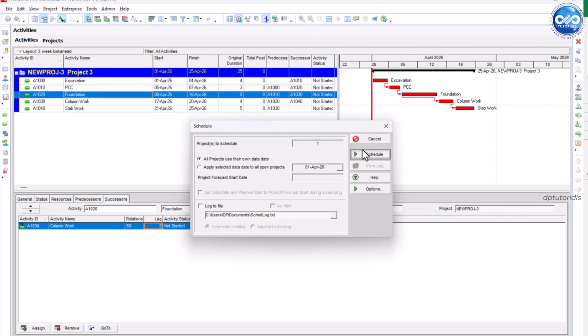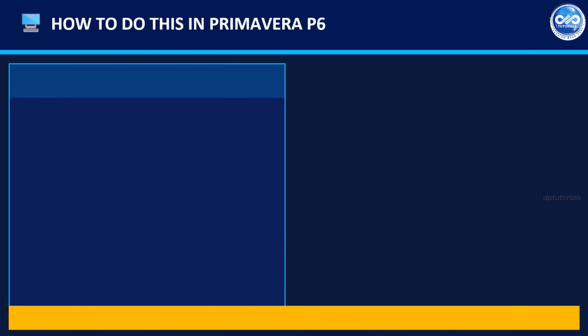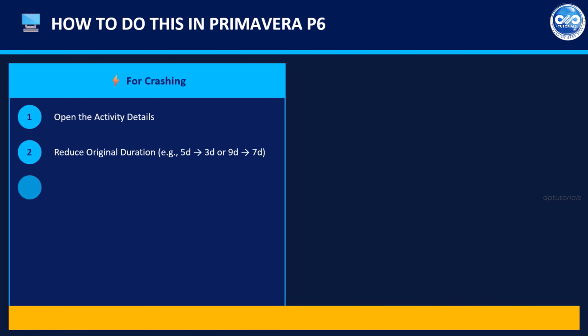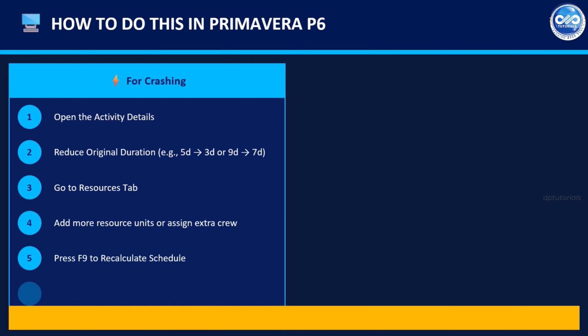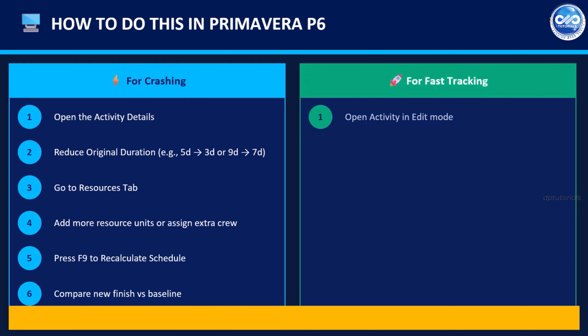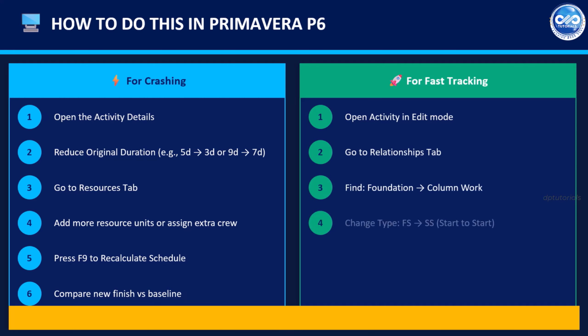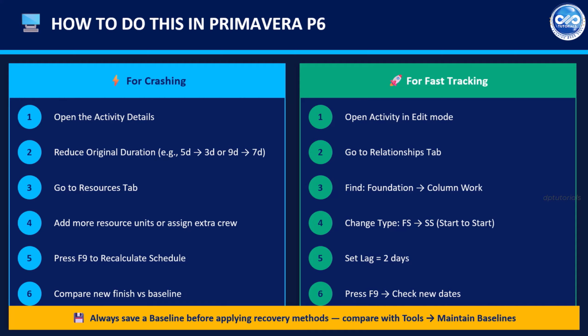To summarize, how to do this in Primavera. For crashing, reduce original duration, add more resource units, and recalculate the schedule. For fast tracking, open the Relationships tab, change FS to SS, add lag equals 2 days, press F9. Now compare the new finish date with the original baseline.